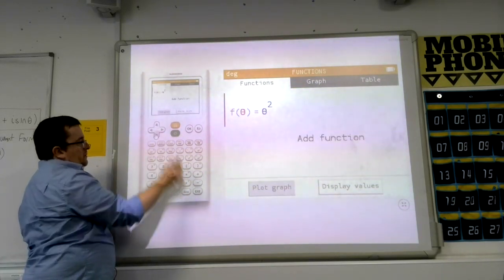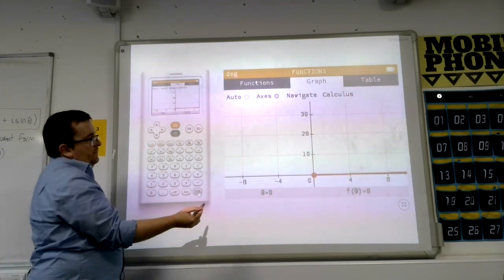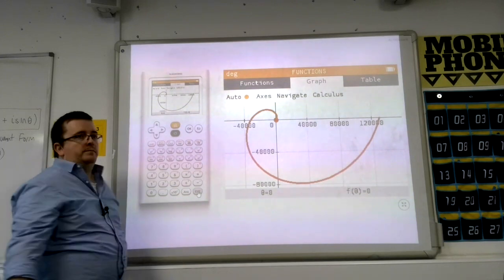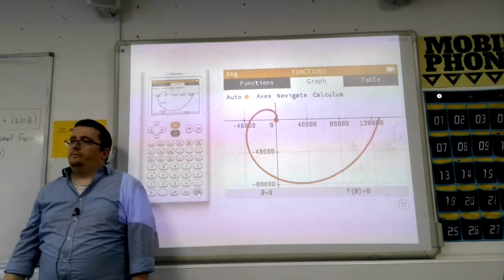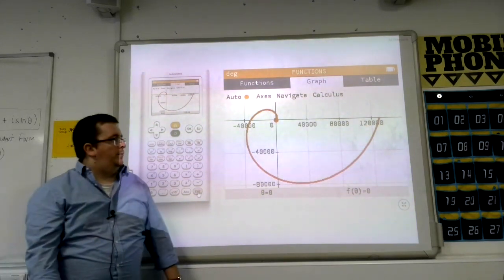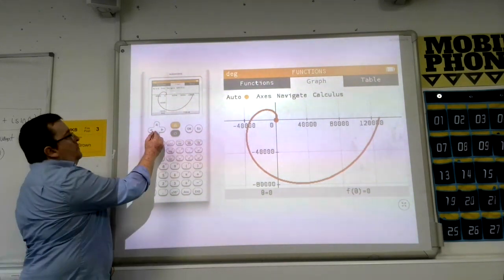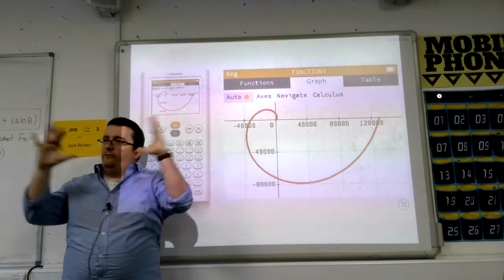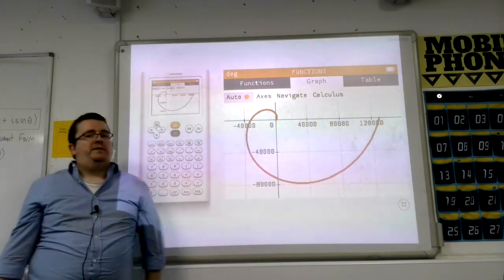Let's just see what that looks like. Not very interesting. Let's go to auto. Oh, and we get nice spirals as well. So it can plot your polar curves. So all I did there was I changed the axes by just going up to auto, and it will fit it for you, intelligently.